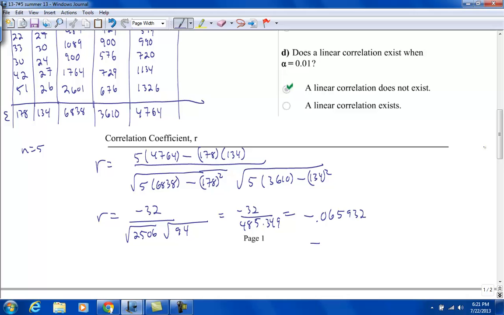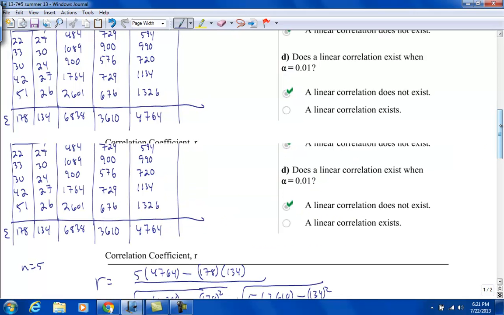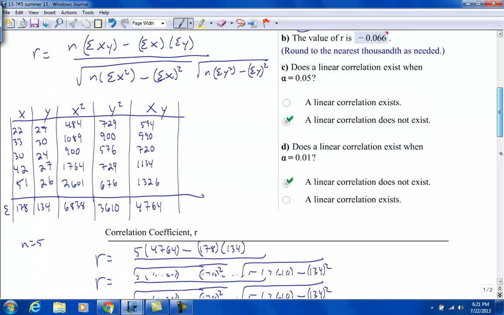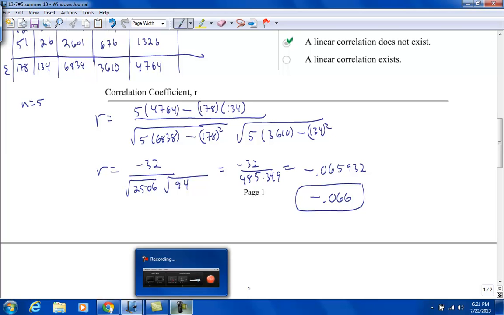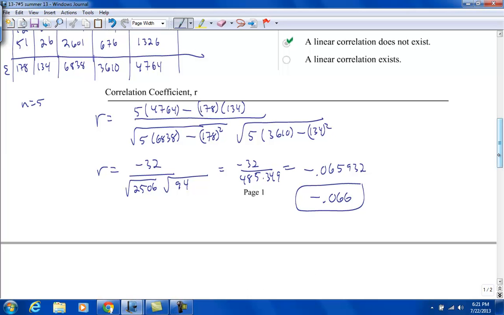And I imagine they want us to go to the nearest thousandth, so let me just confirm this. Yep, negative 0.066. Now, that's how we get that calculation. It takes time, probably not as much time as people tend to think. People try to make these things harder than they need to. But it takes you a few minutes.